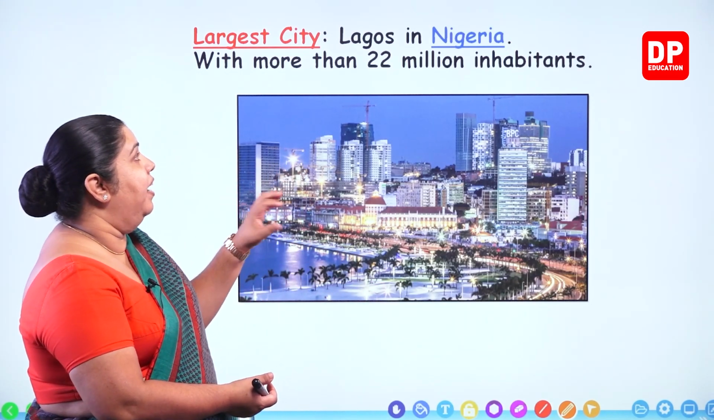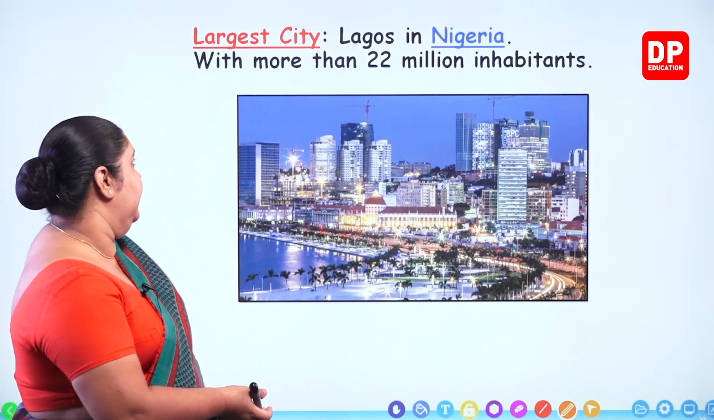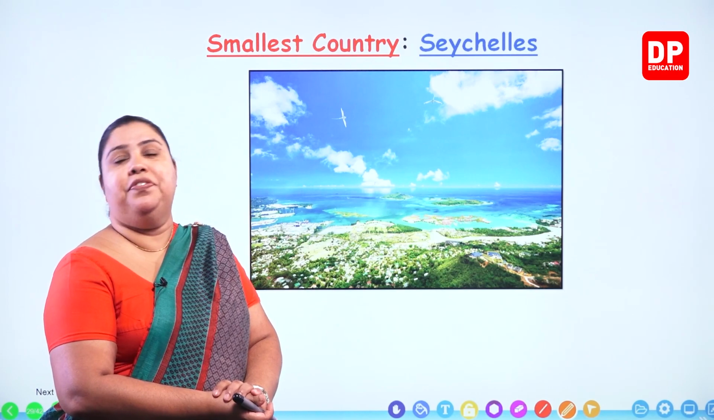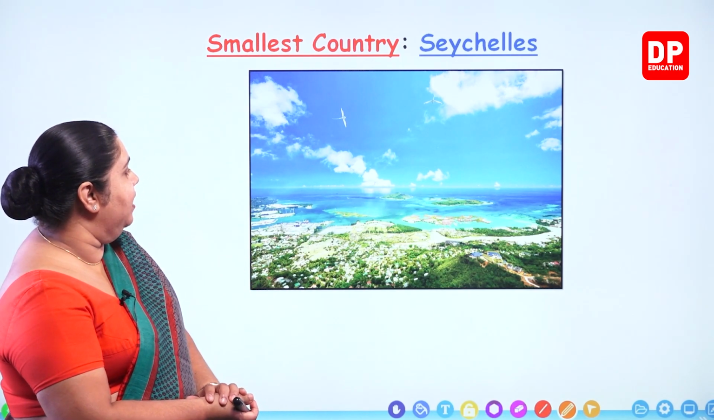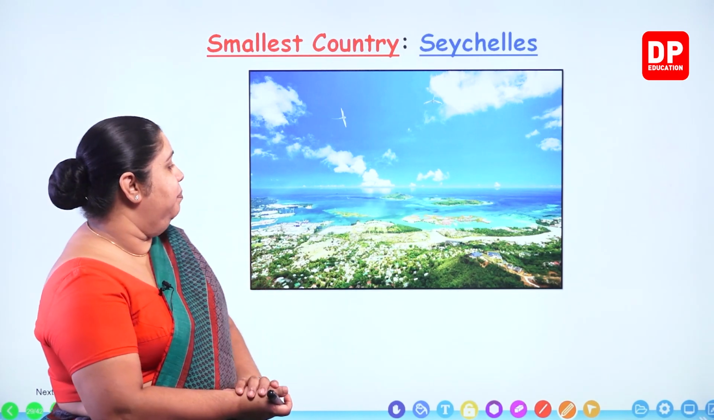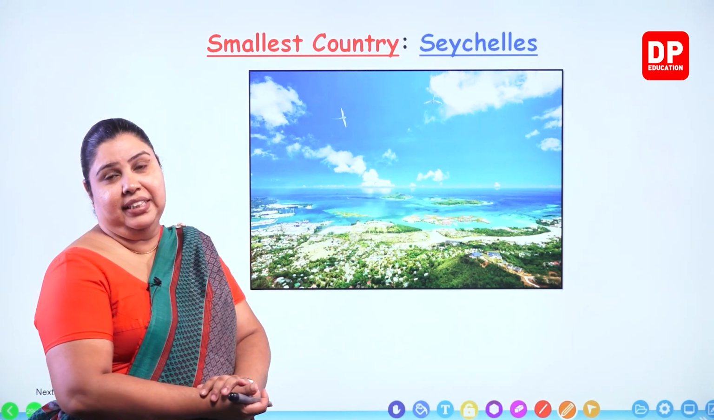So in Nigeria we have the Lagos city. It is the largest city. Smallest country in Africa is the Seychelles. It is a beautiful country. A beautiful country with lots and lots of small islands. The beautiful Seychelles looks like this.